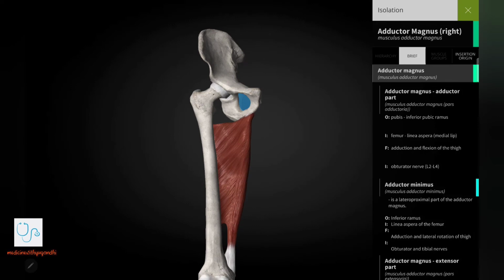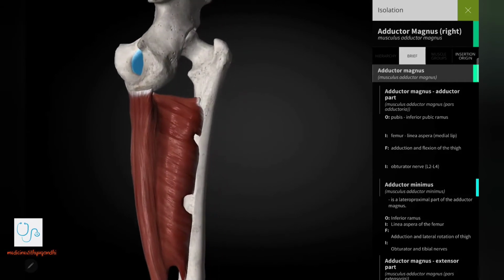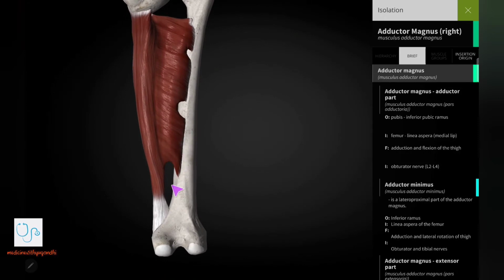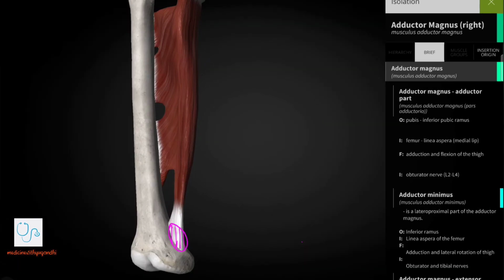Now coming back to the insertion of the adductor magnus muscle. So here you can see the adductor magnus has got inserted into the gluteal tuberosity and then into the medial lip of the linea aspera and also into the medial supracondylar line. You can see here this portion, this is the medial supracondylar line, and here you can see the linea aspera, medial lip, and this portion particularly is called the gluteal tuberosity. The adductor magnus has also got inserted into the adductor tubercle.